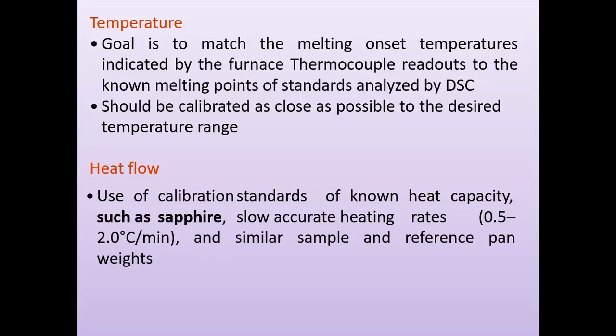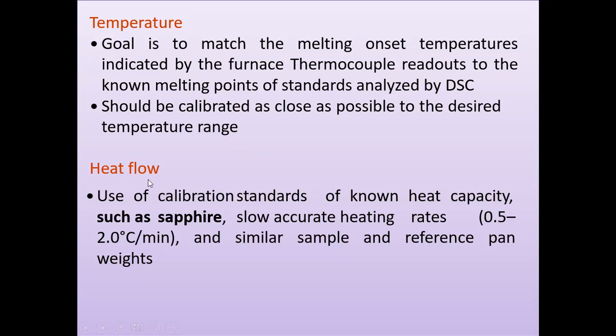Okay, and another important factor to be controlled here is temperature. The goal here is to match the melting onset temperature, which is indicated by the furnace thermocouple readout, to the known melting point of the standard, that is the melting point of your reference. Based on that, supply the temperature to your sample, and it should be calibrated regularly, as close as possible to the desired temperature. So the calibration is very, very important. Whether you are giving a close temperature or not, that should be calibrated before your experimentation.